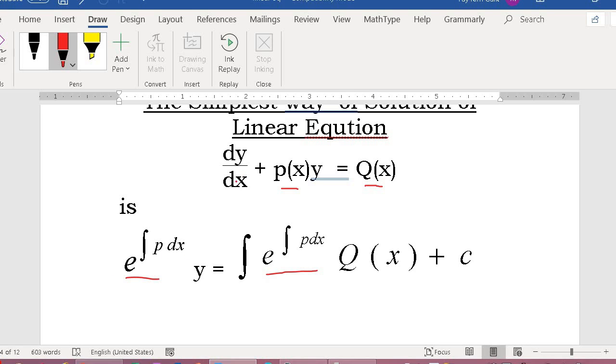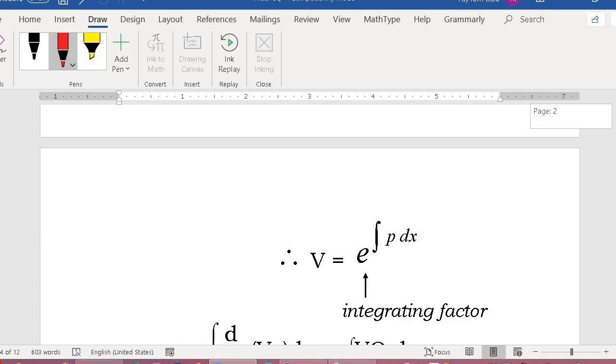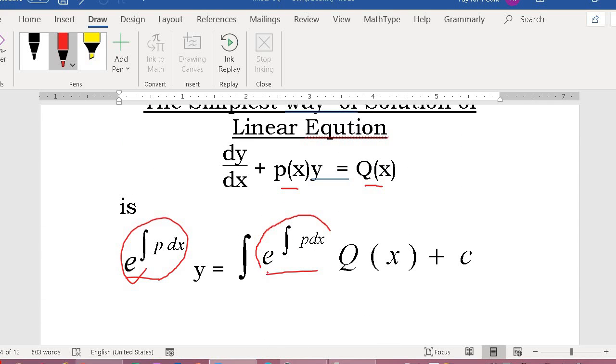In the solution of the linear differential equation, the first step is you identify p(x), q(x). Second step, integrate p with respect to x. So you get what we call the integrating factor I. This one is the integrating factor I. So the solution of the first order linear equation is I multiplied by y equal to the integral of I q(x) dx, and then plus c.